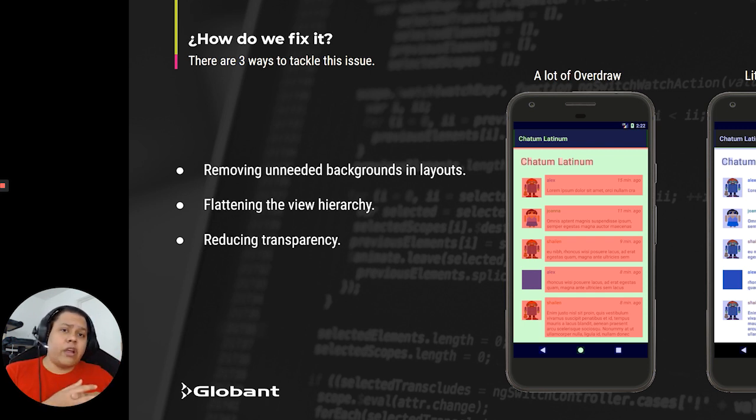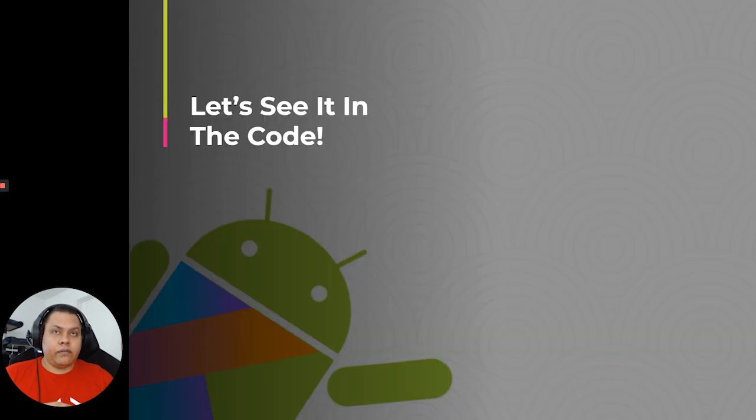On the image to the right, we see a first screen that has a lot of overdraw, and then after applying these techniques, we are going to be seeing a screen that has little or no overdraw at all. Okay, but let's go to the practice. How does this look in the code?